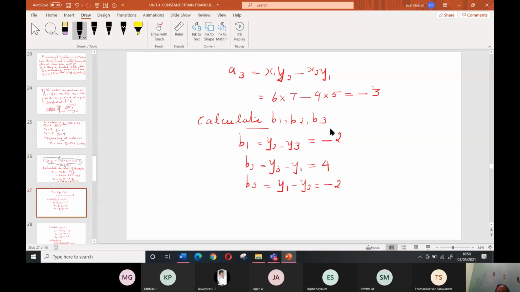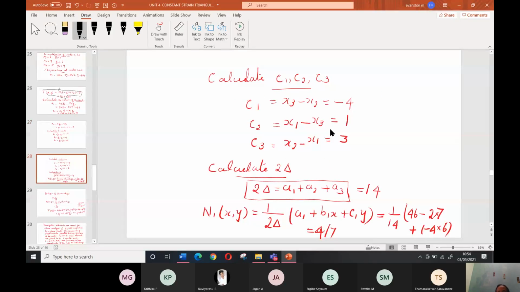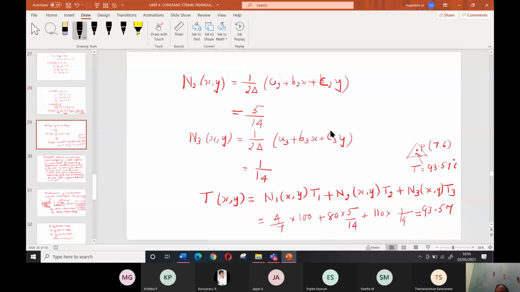If you take this one, the temperatures I have given at the nodes are T1, T2, T3, and the shape function values also, N1 value and N3 value, for a particular point 7,6. If I ask you to find out the temperature at that point by giving the temperatures T1, T2 and T3, you will be able to find the temperature at the point 7,6. So these are the 2 marks questions you can expect.